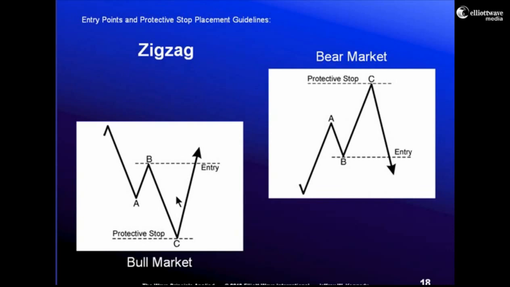With respect to zigzags, I like to see wave B penetrated before I take advantage of anything. Here we have waves A, B, C. What I do is wait for the extreme of wave B to give way, and then at that point, my initial protective stop would go just below the extreme of wave C.